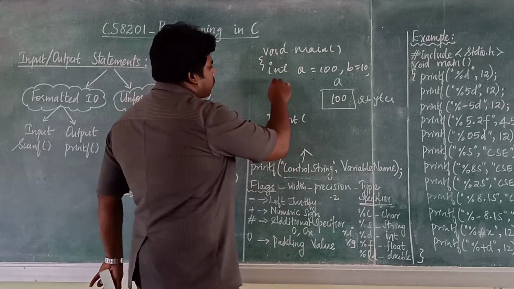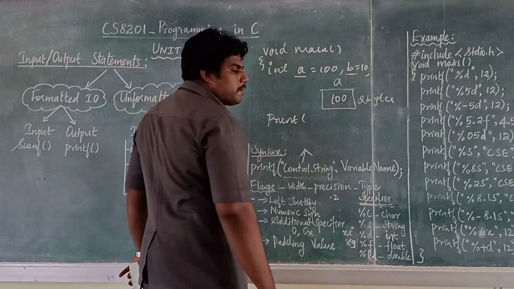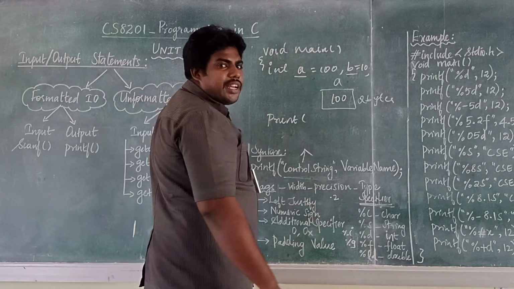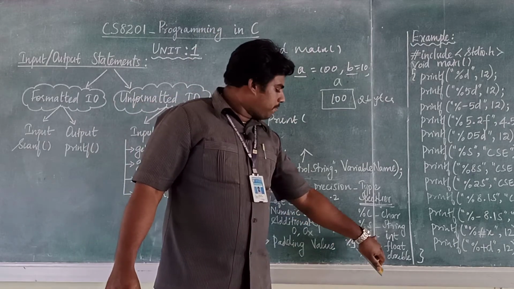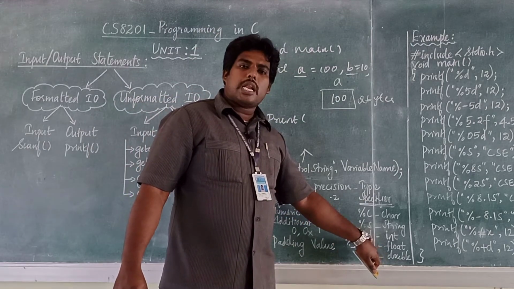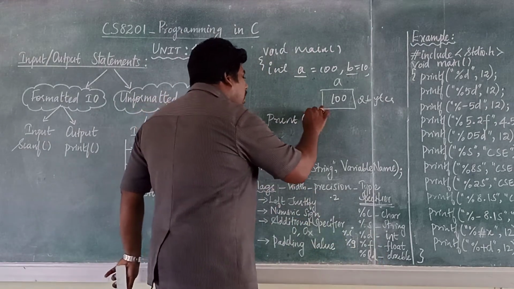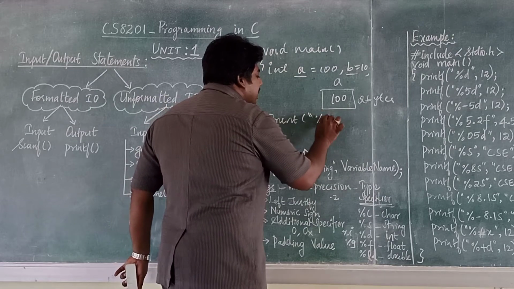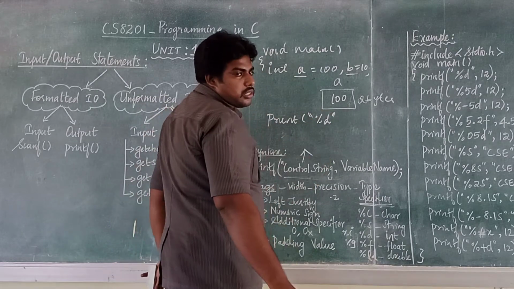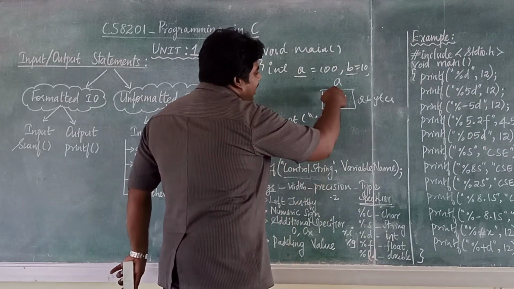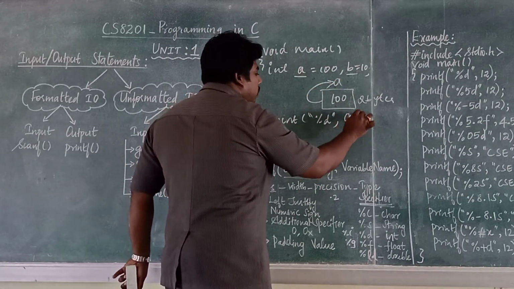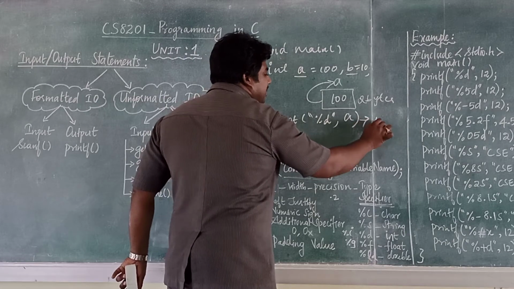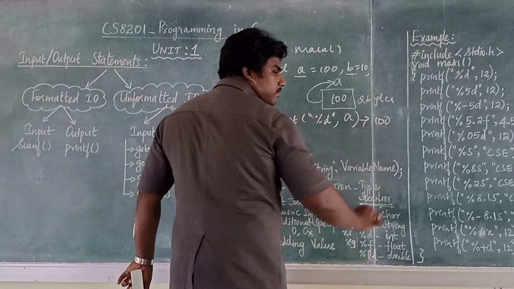So now what is this A and B? Both are integer or any other type? It is the integer type. For denoting this integer type, which control string is it? It is %d. So you have to put the control string. String means in double quotes. Comma, where is the 100 stored? It's stored in the variable A. So put A, and you will get the answer 100.